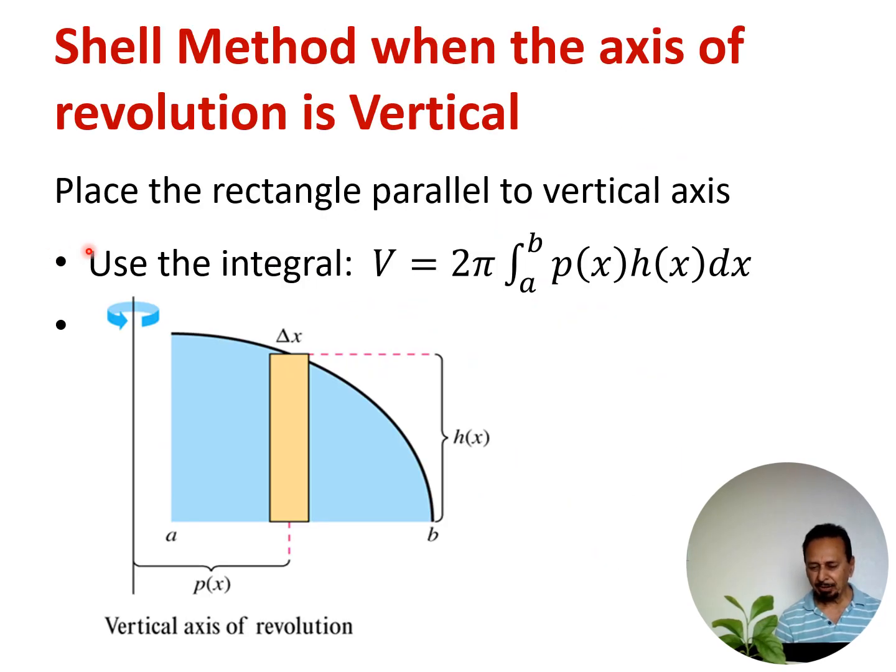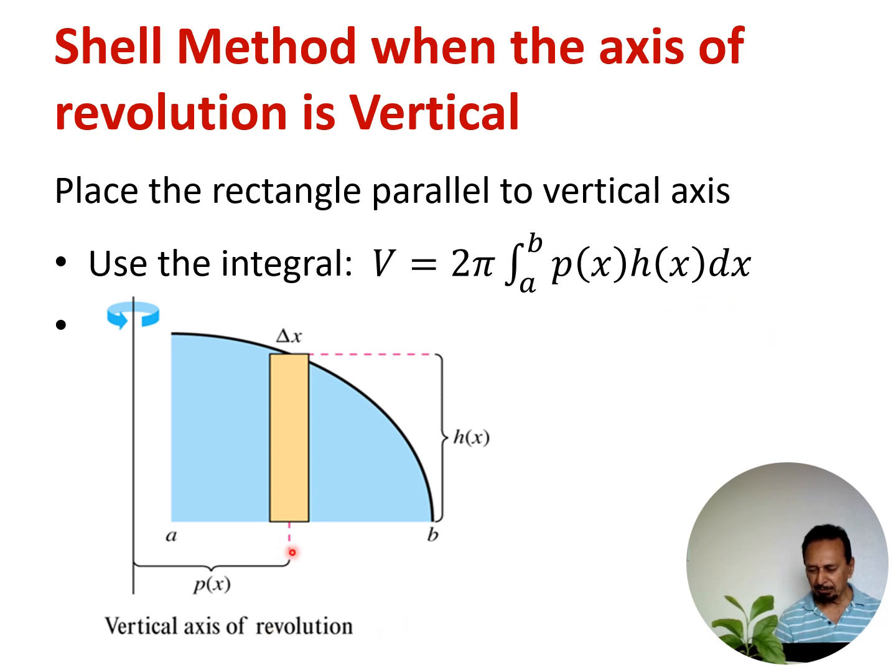Shell method, when the axis of revolution is vertical: you place the rectangle in the region parallel to the vertical axis. This is the vertical axis, and the rectangle is parallel. So then the formula becomes 2 pi times the integral from a to b of p of x h of x dx.